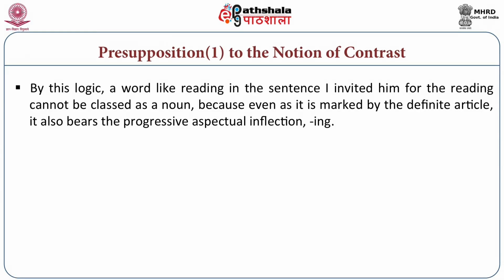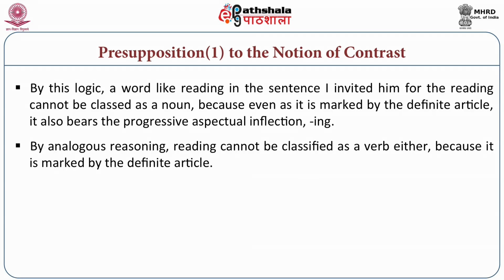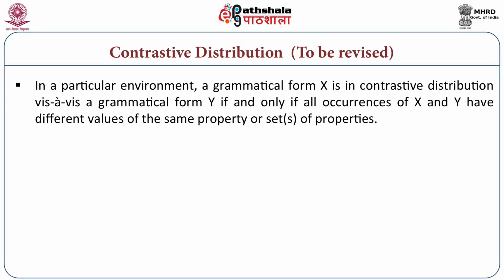So by this logic, a word like "reading" in the sentence "I invited him for the reading" cannot be classed as a noun because even if it is marked by the definite article, it also has the progressive inflection. Right? By analogous reasoning, "reading" cannot be classified as a verb either because it is marked by a definite article. It is for these reasons, in fact, that a separate category, gerund, is proposed as a grammatical category by grammarians of English. So let us then define contrast definitively as the following.